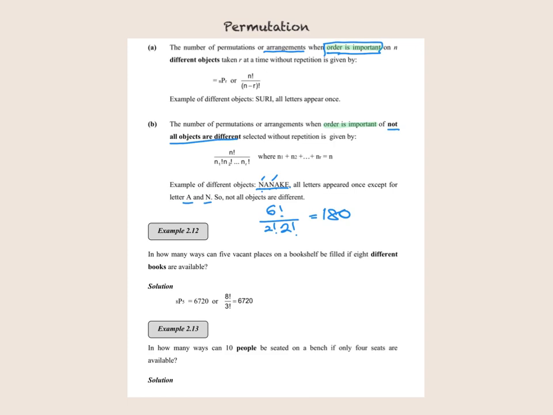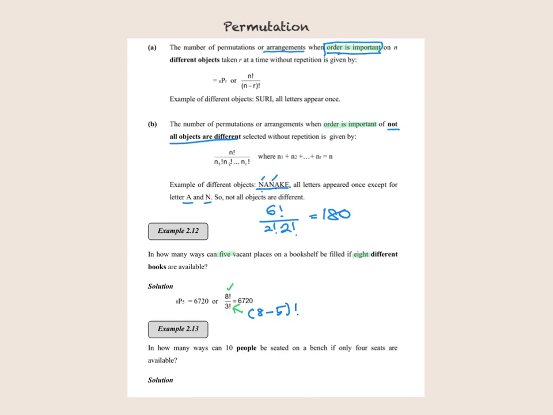In example 2.12, in how many ways can 5 vacant places on a bookshelf be filled if 8 different books are available? So you have 8 different books. You need to choose 5 from 8 different books. So in this case, the total is 8, and then you need to get 8 minus 5 factorial. You calculate it using a calculator and you're going to get 6720.